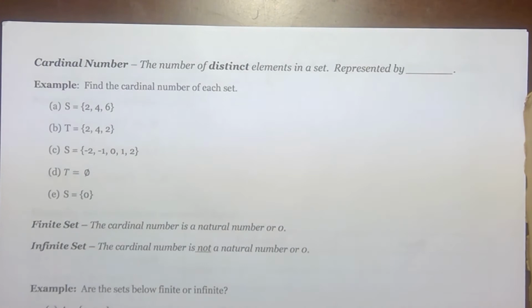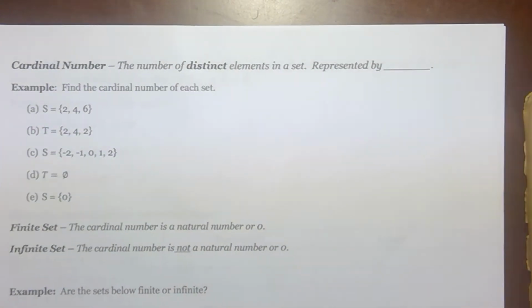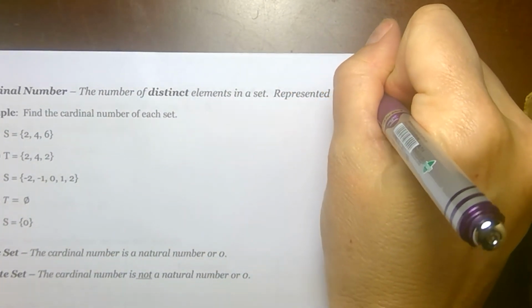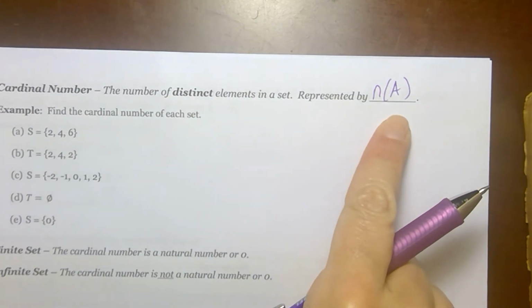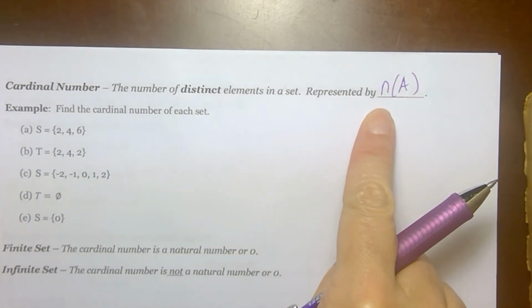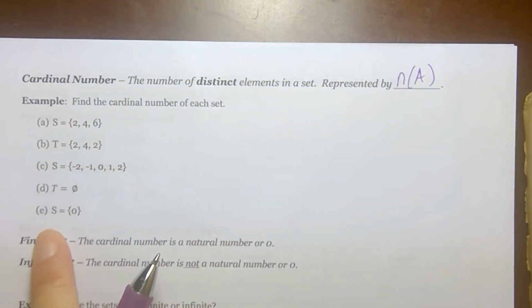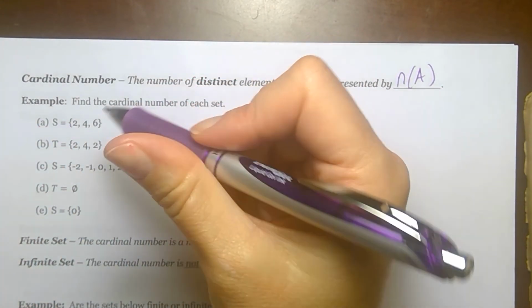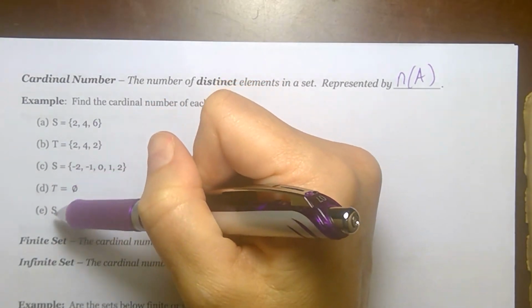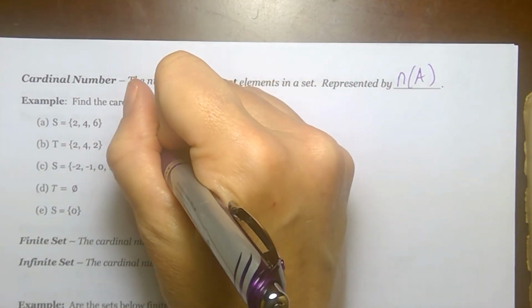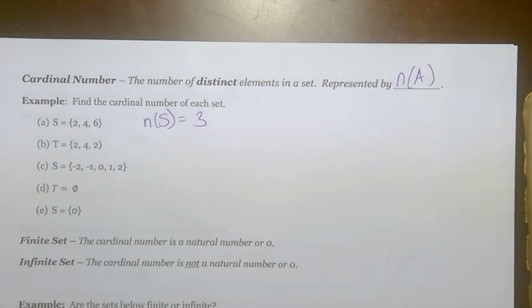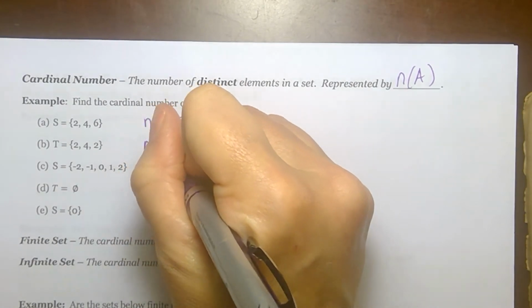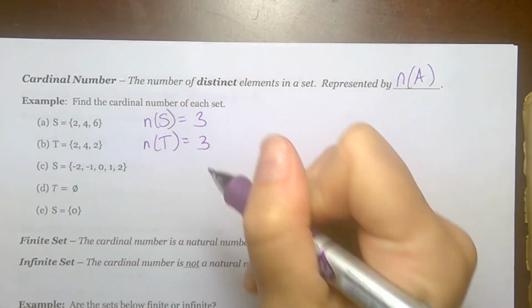Cardinal numbers tell you how many numbers are in a set. Remember? We represent it by that symbol. If I was asking for the cardinal number of set A, I'd say n of A, lowercase n. So find the cardinal number of each of these sets. For A, for the first set S, the cardinal number, 1, 2, 3, is 3. For B, the cardinal number of that set T is also 3.